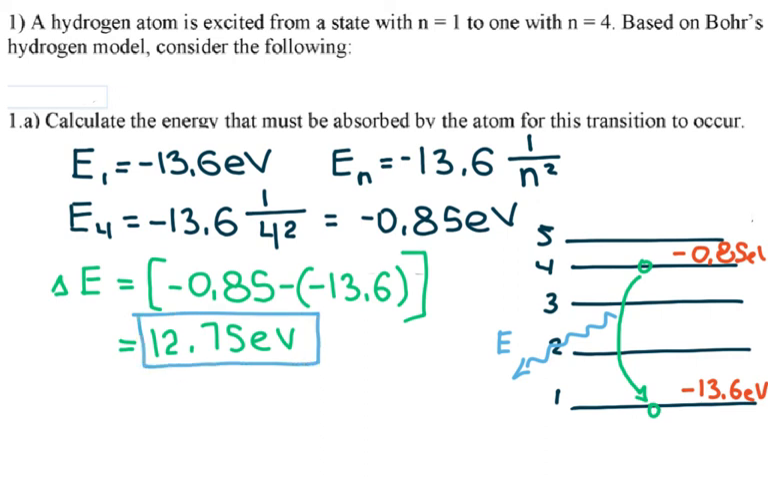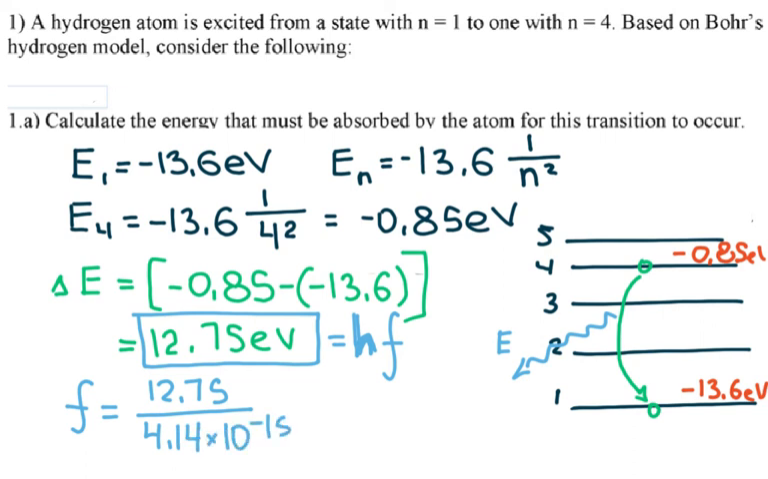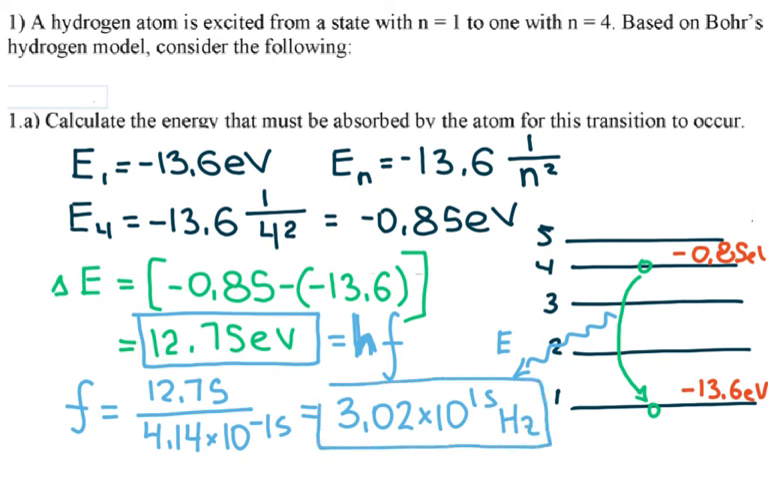If they ask what the frequency of that photon is, I set it equal to the energy of the photon. I calculate the frequency as the energy change, which is 12.75, divided by Planck's constant h. Because everything is in electron volts, I divide by 4.14 times 10 to the negative 15. I would get the frequency of that photon, 3.08 times 10 to the 15 hertz. So that would be the frequency of this photon.